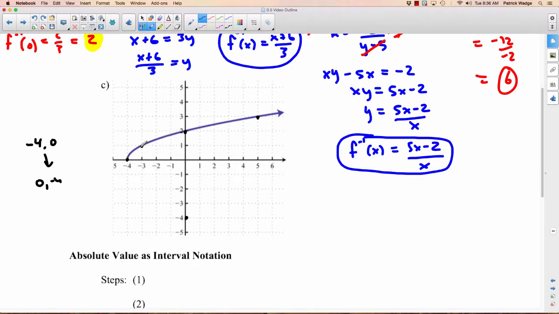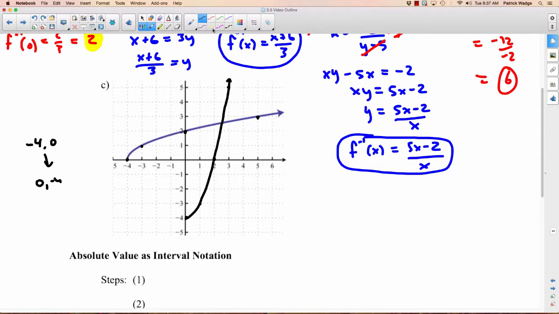This one's negative 3, 1, which means in the inverse it's going to go through 1, negative 3. This one's 0, 2, which means it goes through 2, 0. And this one's 5, 3, which means it goes through 3, 5. And with those points, I can certainly draw the inverse right here. Not perfect, but not bad.